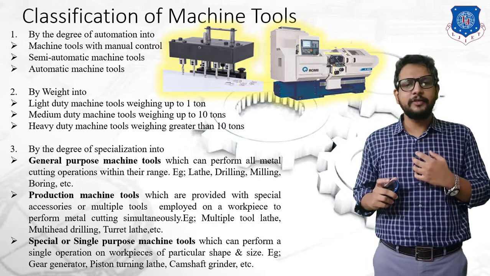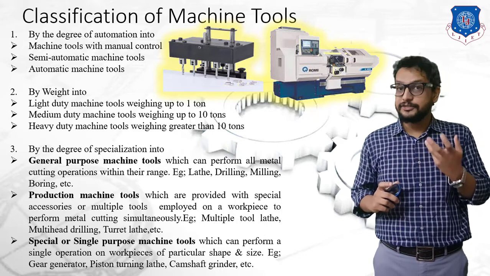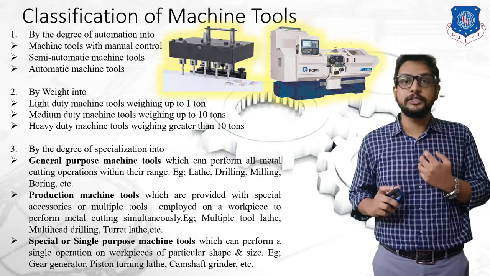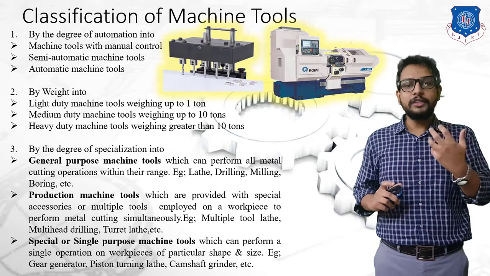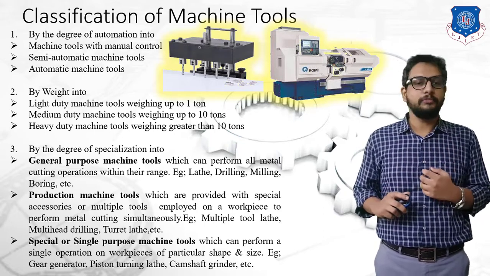Examples are very obvious, that is, the multiple tool lathe, right? Then we can say capstan and turret lathes, on which a hexagonal turret is provided. We can mount multiple tools on that. So all these types of machine tools come under the category of production machine tools.